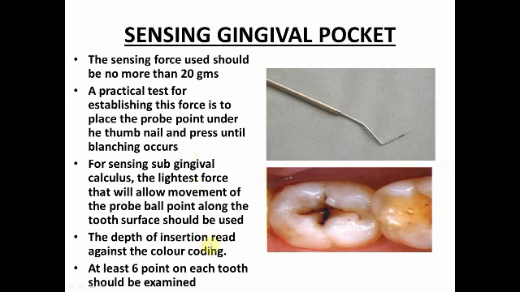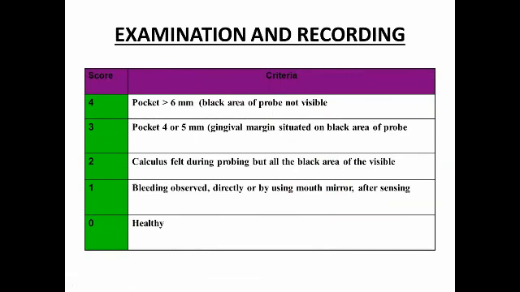The depth of insertion is read against the color coding. The score consists of 0 to 4. 0 healthy, 1 bleeding, 2 calculus, 3 pockets of 4 to 5 millimeters, and if more than 6 millimeters, 4.